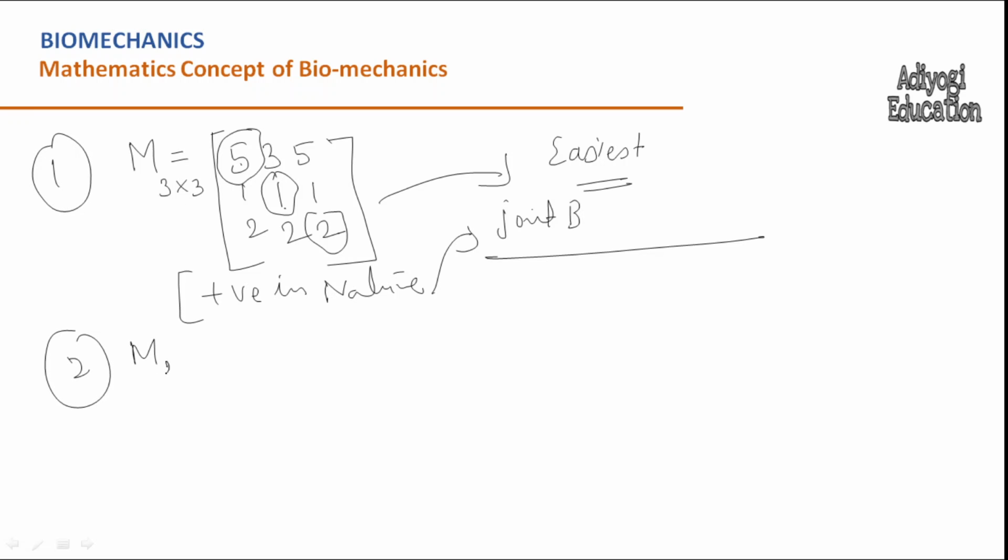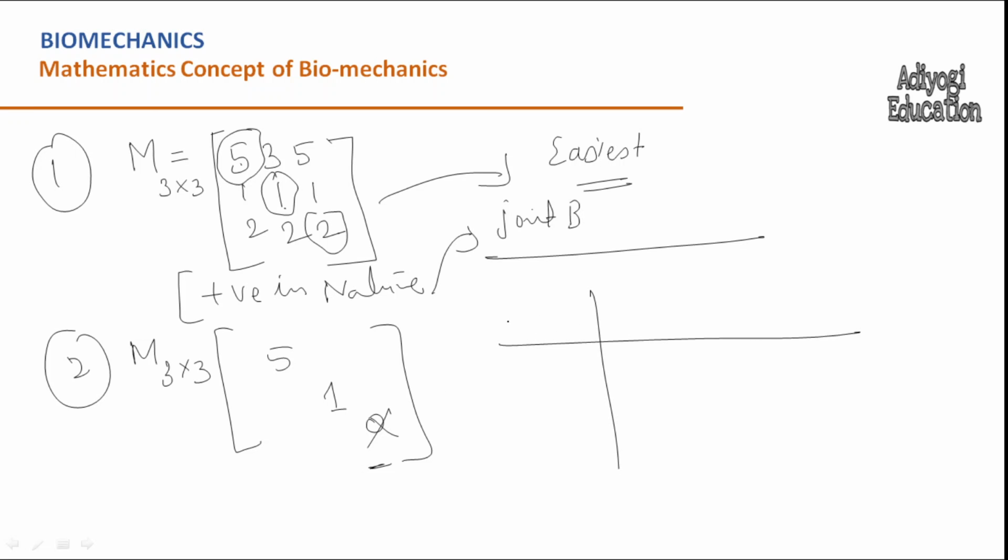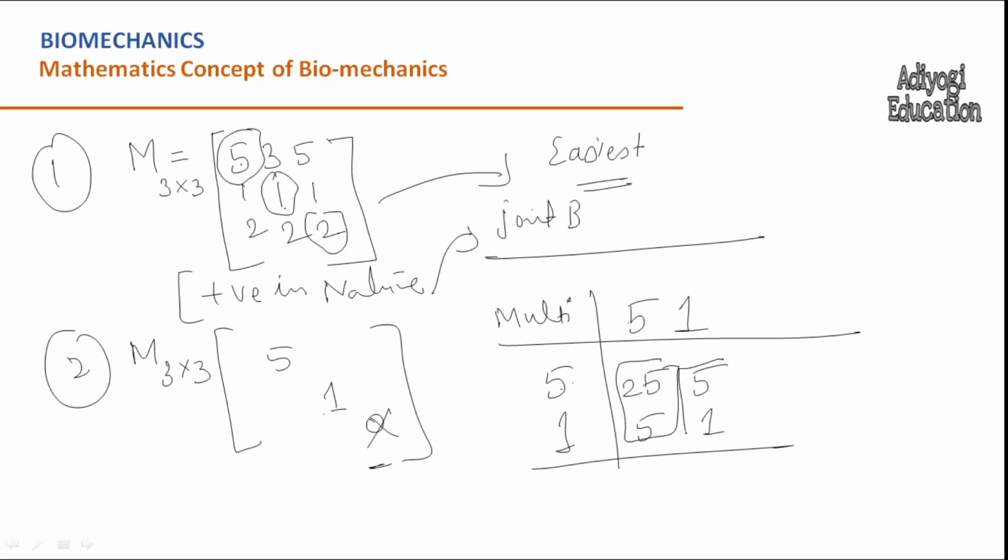In case I have a 3 cross 3 with the diagonal elements 5, 1, 0, I am not considering the 0 element. Once we figure out that it is 0, we need to go for two steps: one is multiplication and the other is addition. This is 5 and 1. Write it down column wise. 5 into 5 is 25. 5 into 1 is 5. 1 into 5 is 5. 1 into 1 is 1. Now add them up: 25 and the other terms give 30, and this is 6.